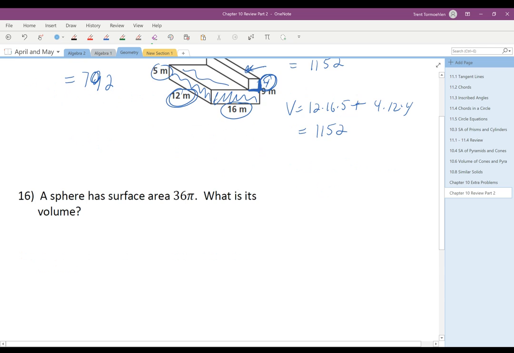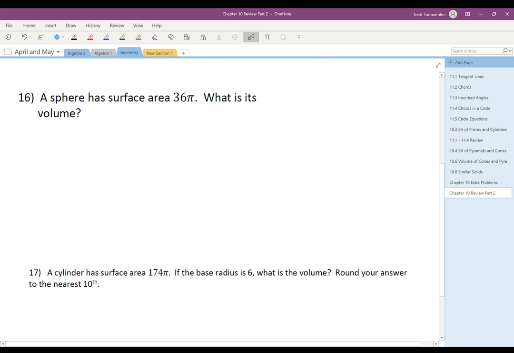All right, for 16, it says a sphere has a surface area of 36 pi. Well, you need to remember the formula for the surface area of a sphere, which is 4 pi r squared. And we set that equal to 36 pi. And we just need to solve this equation to find r. So we divide through by 4 pi. That gives me r squared equals 9. Take the square root of both sides, and you get r equals plus or minus 3, but the radius can't be negative, so just positive 3.